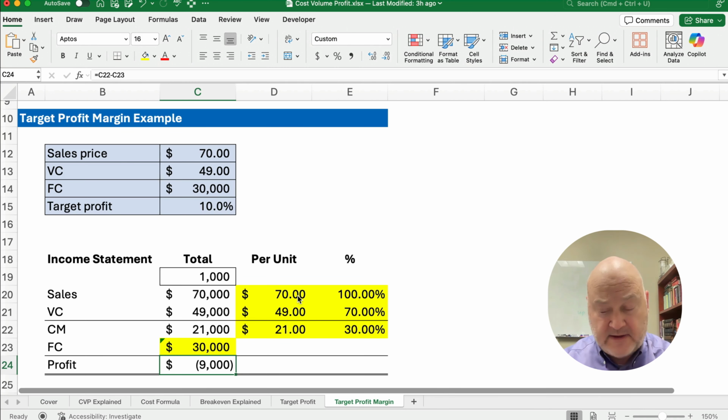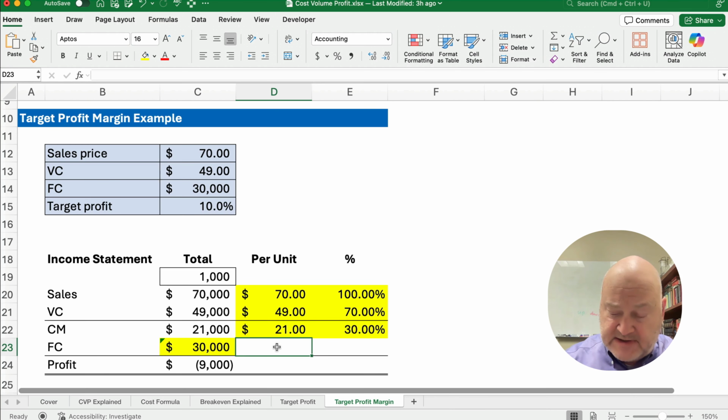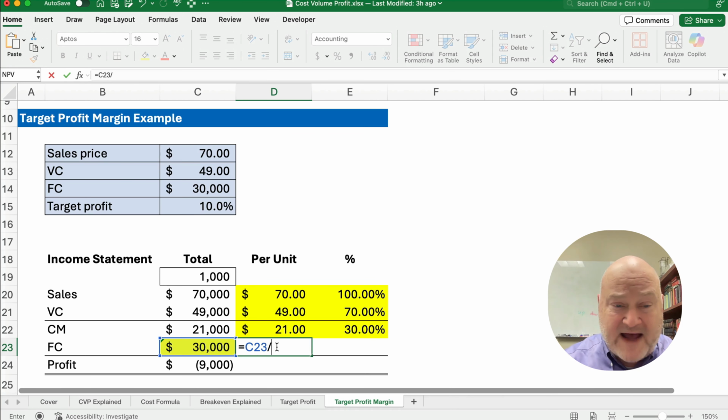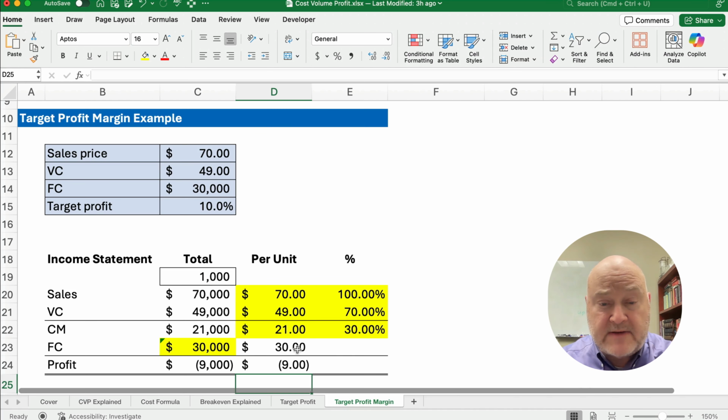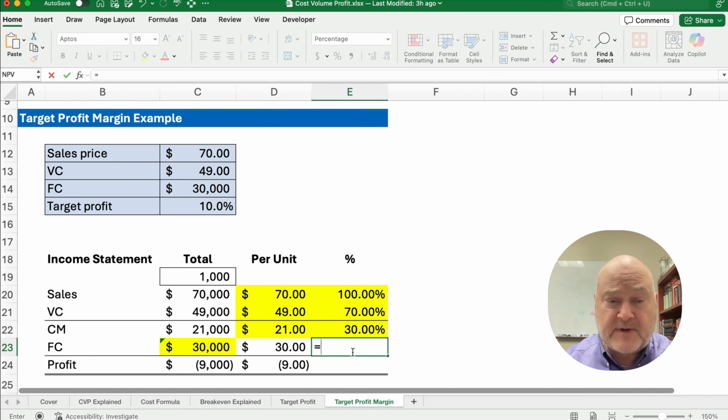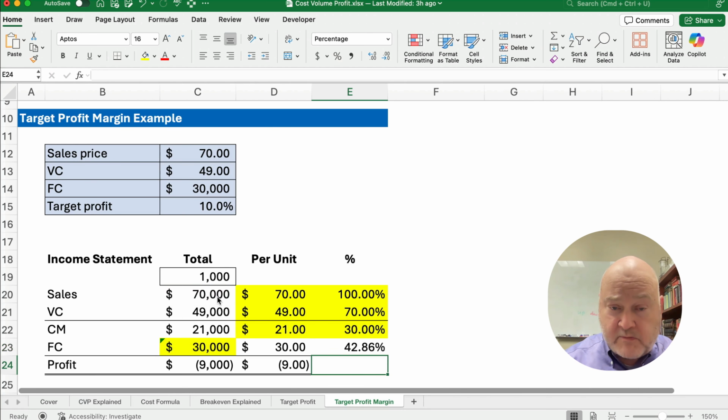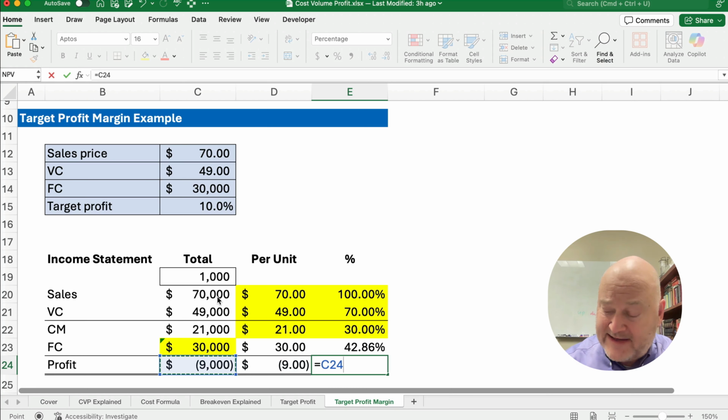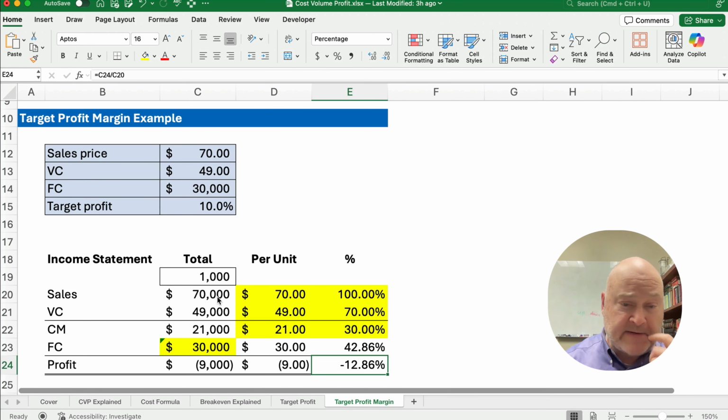So it's a loss. Well, we want to achieve a target profit. So let's do 30,000 divided by the number of units. That's $30 per unit. The 9,000 divided by the 1,000 is a negative $9 per unit. Our percentages are 30,000 divided by the 70,000, and then the negative 9,000 divided by the 70,000. So here is how it works if we have 1,000 items.